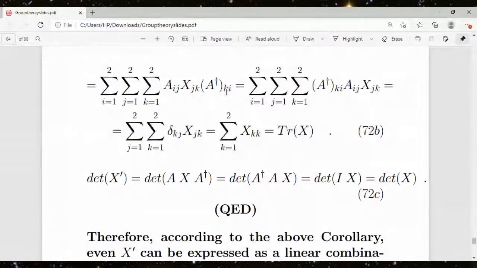But A dagger KI is a number now, because it is the KI element of the matrix A dagger, therefore I can place it on the leftmost position so that this equation becomes a sum over I, J as well as K, of the KI element of A dagger multiplied by the IJ element of A multiplied by the JK element of X. But A dagger KI multiplied by A IJ summed over I is nothing but the KJ element of the matrix A dagger A by virtue of the multiplication rule of matrices. So A dagger KI multiplied by A IJ summed over I is the KJ element of A dagger A.